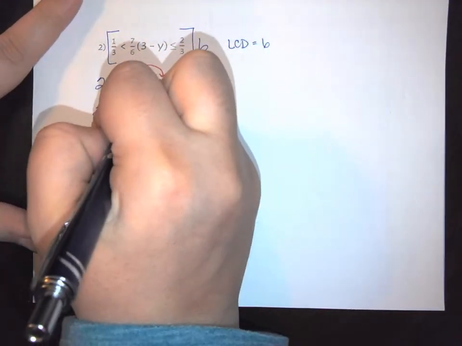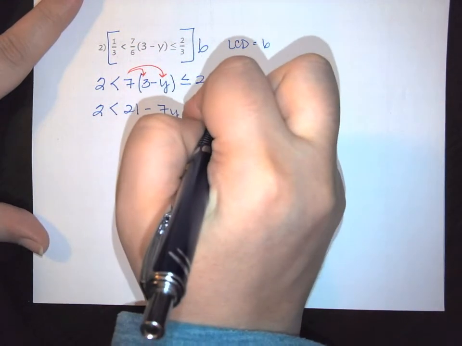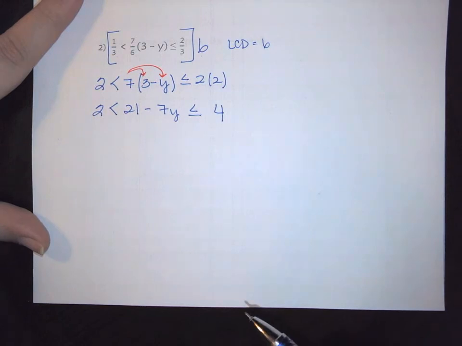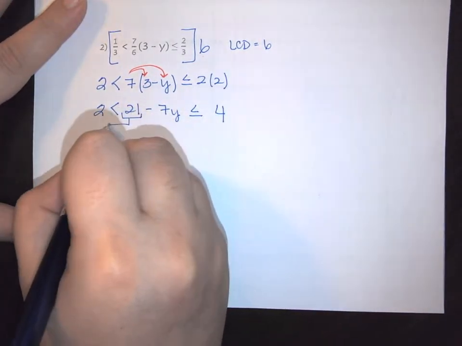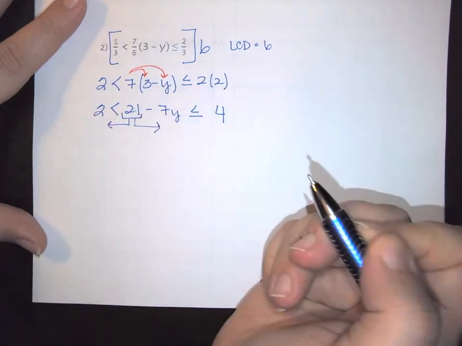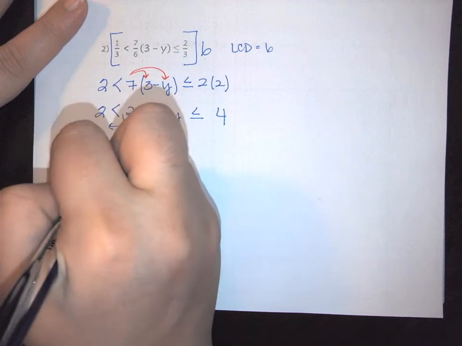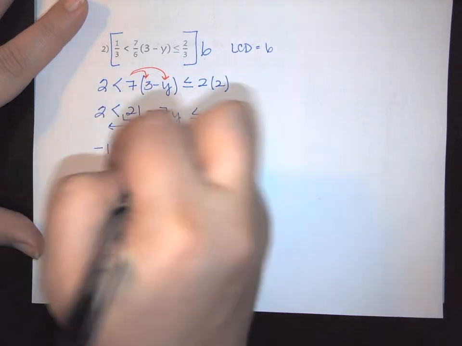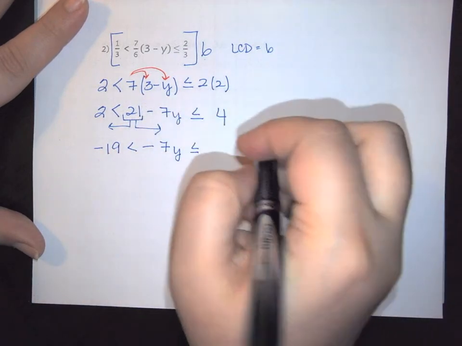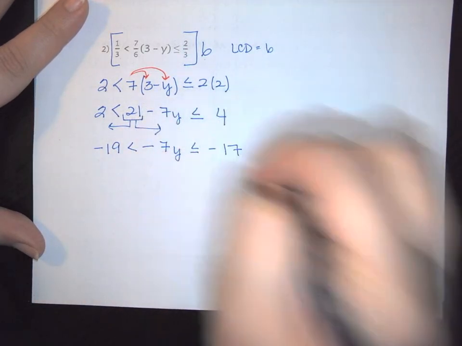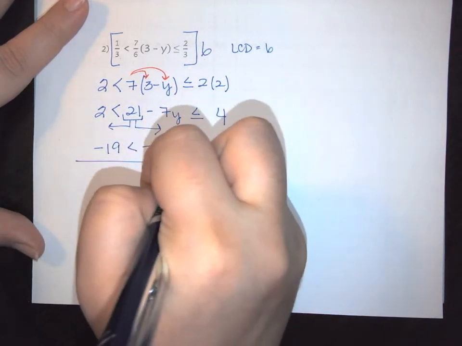So here this is 21. Minus a 7y, my sign stays the same, and this is 4. I've got to take my 21 and move it in both directions. So here I've got 2 minus 21, which gives me a -19. Keep my sign the same, I've got a -7y. And here I've got -17. I need to divide this whole thing by a -7.